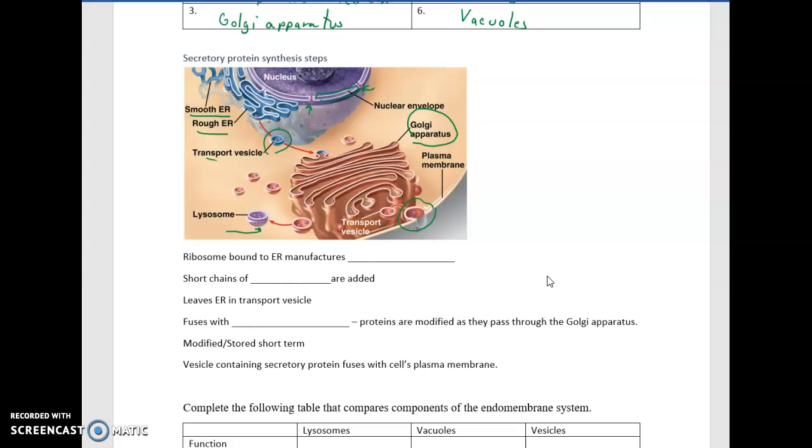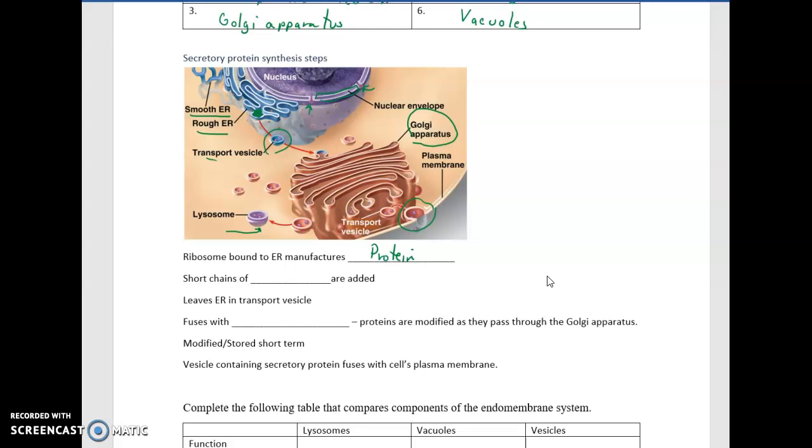Say we want to make a secretory protein. This is a cell that's going to make this, and it's for export. The ribosome that's bound to the ER, endoplasmic reticulum, manufactures the protein. And we'll find out later, ribosomes make protein. And so it excretes our protein and puts it in this space right here.